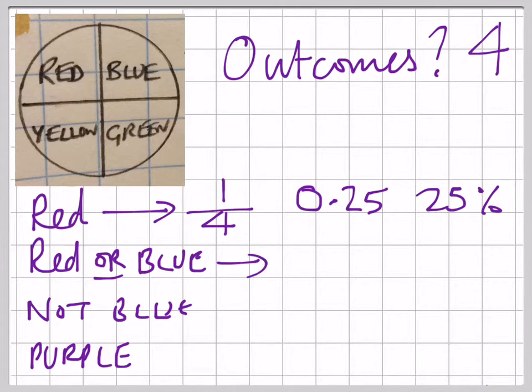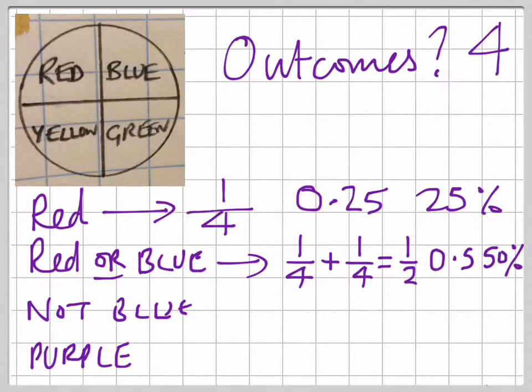Looking at red or blue, we're actually looking at 2 different segments. Now, the chance of it being red would be 1/4, and the chance of it being blue would be 1/4. So the chance of spinning the spinner and red or blue coming up means that you have to add these probabilities together. 1/4 and 1/4 gives you 2/4, which can be simplified to a half. So that could be 0.5 or 50%.